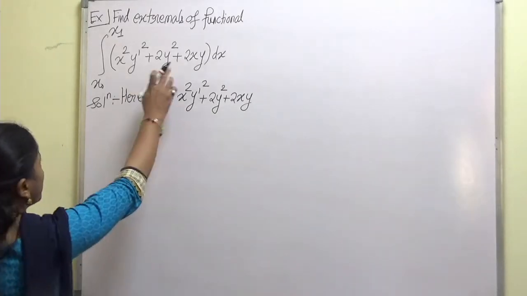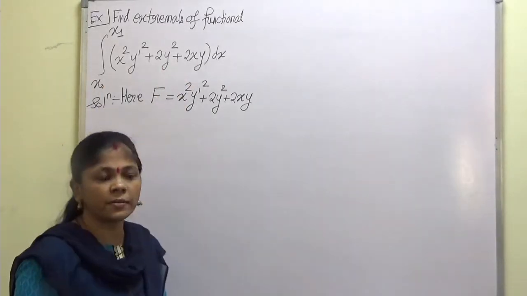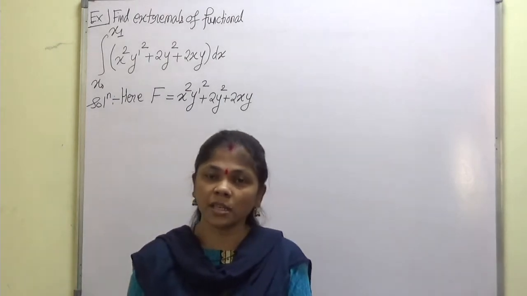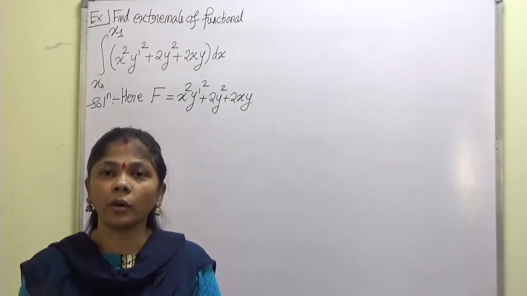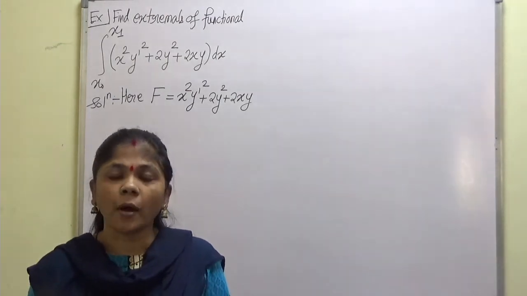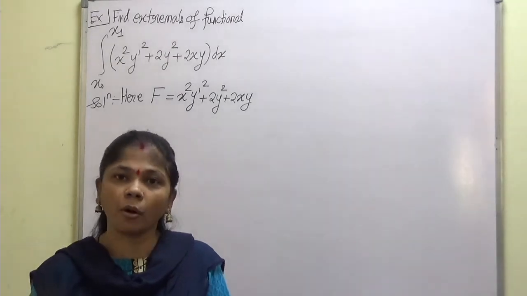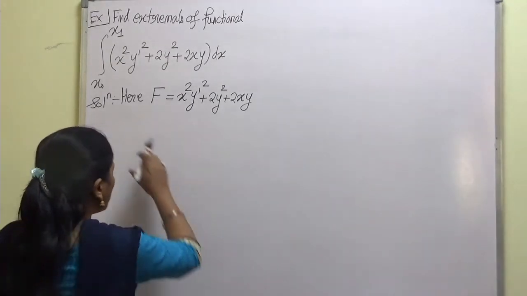So find the extremal of this functional. Extremal means we want to find the solution, that is, we want to find the curve over which this functional is optimum, that is maximum or minimum. Okay. So what is the procedure?